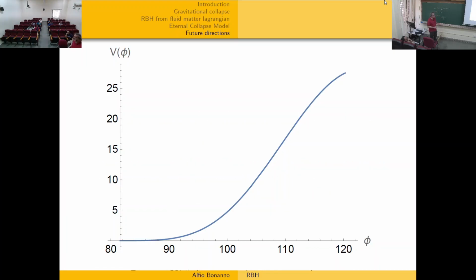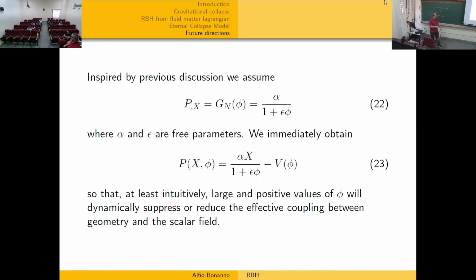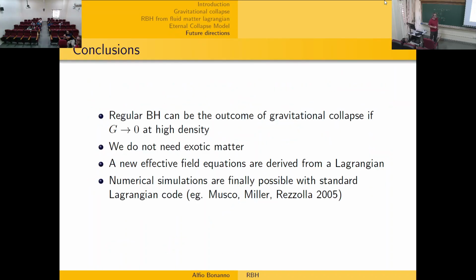So what I'm trying to show you is that this is a regular geometry, which we can somehow try to believe as a regular black hole. And as before, the idea is to have a mechanism which kills the gravitational Newton constant at some high energy. Before, you have done this dynamically; here this is done statically, and this is not published, so unfortunately I cannot give you more details than that. But the conclusion of this discussion is that I think regular black holes can be the outcome of gravitational collapse if G goes to 0 at high densities. We can cook up models which are regular, that come from a Lagrangian, and have a regular interior, without the need of exotic matter.